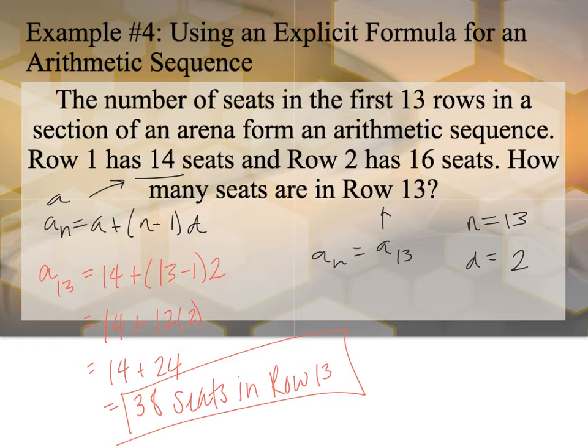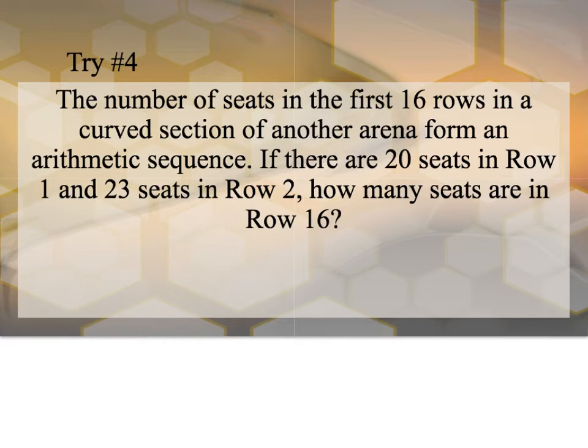Okay, so we'll do another one just like this. It says the number of seats in the first 16 rows in a curved section of another arena form an arithmetic sequence. If there are 20 seats in row 1 and 23 seats in row 2, how many seats are there in row 16? So again, we're just going to write what we need to know. So A sub n is really going to be written as A sub 16. A is the amount of seats in the first row. N is the number of rows, so there are 16 rows.